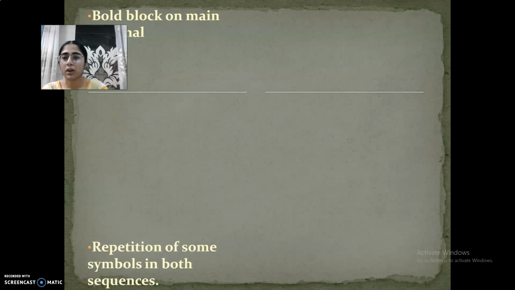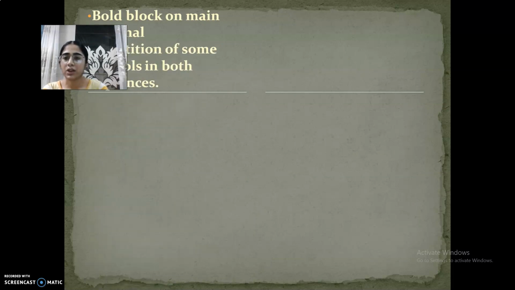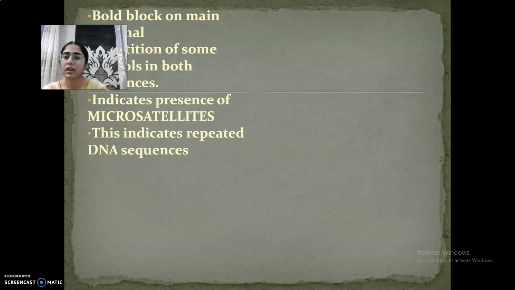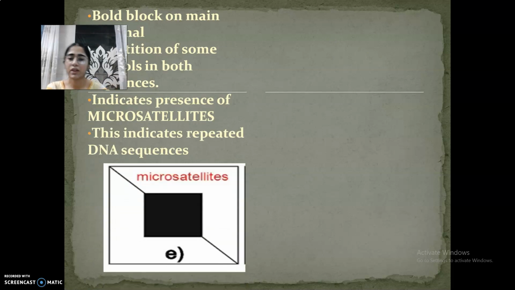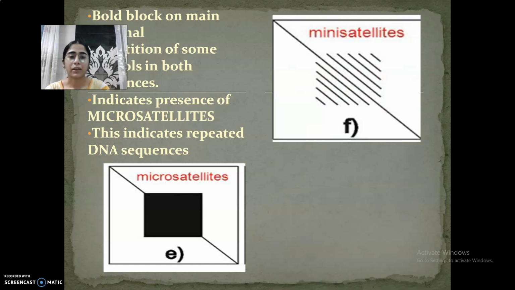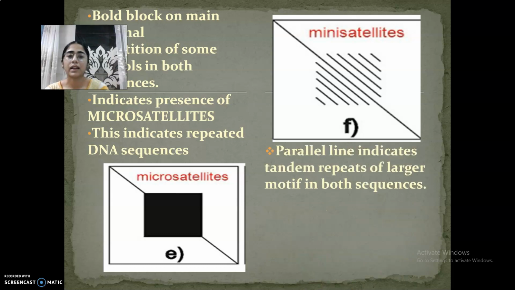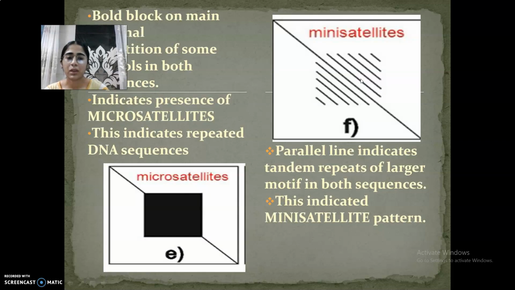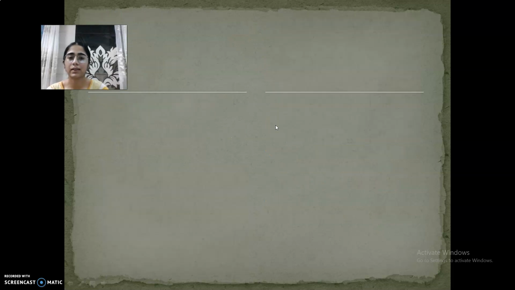When there is a block on the main diagonal, it indicates repetition of some symbols in both sequences. This indicates the presence of microsatellites, which are repeated DNA sequences, as shown in figure E. In comparison to E, figure F shows some parallel lines that indicate tandem repeats of a larger motif in both sequences. This is indicated as a minisatellite pattern. So, you can distinguish between minisatellites and microsatellites by a block versus a few parallel lines.